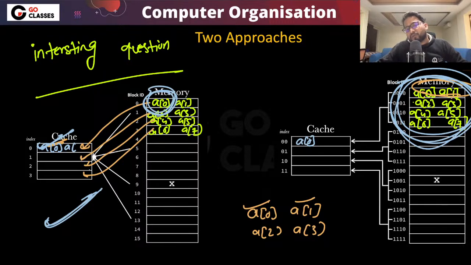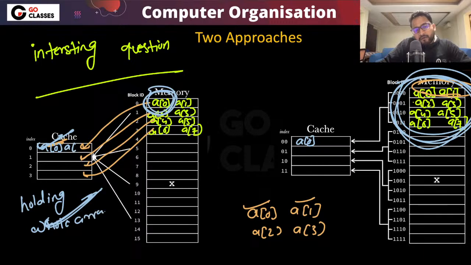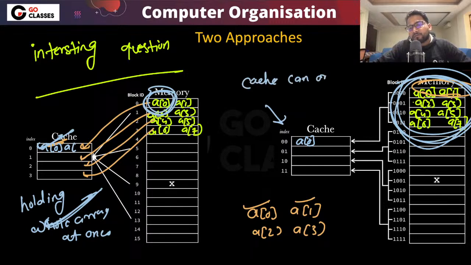Anyway, this is not much required to solve the questions. It is just to build the intuition that on the left side, your cache will be holding the whole array at once. On the right side, the cache will only be holding two elements of the array at one time.